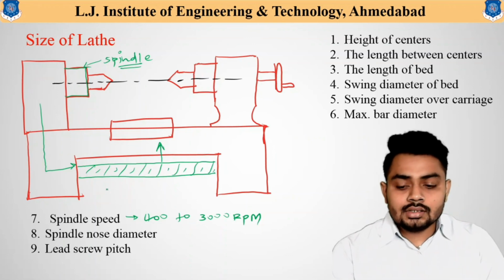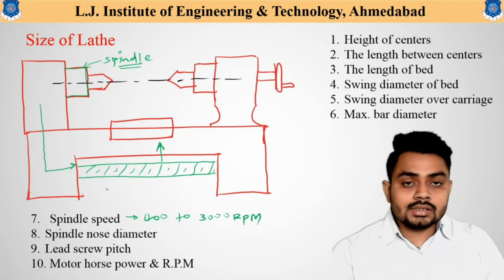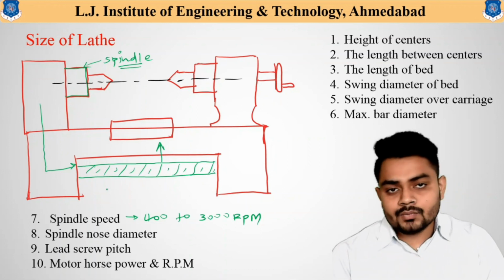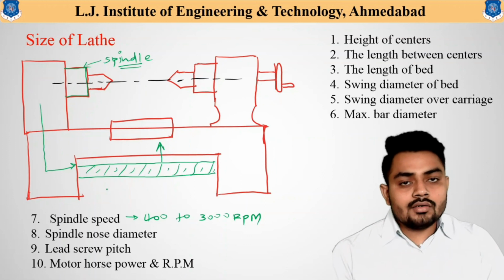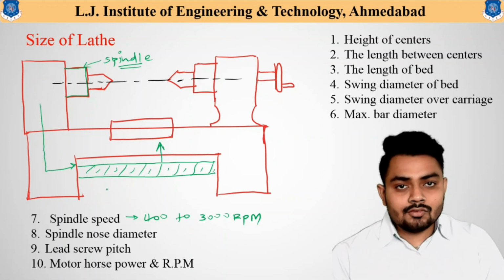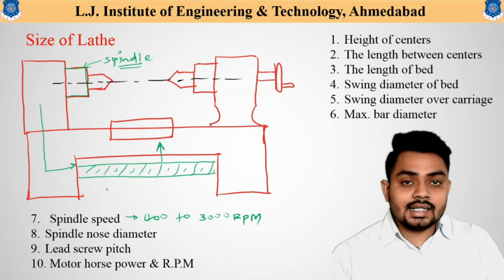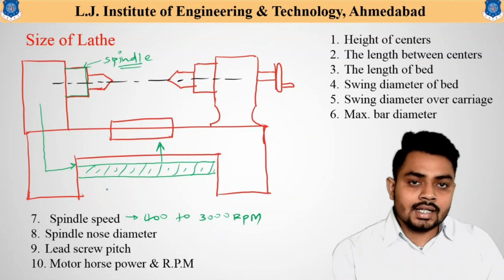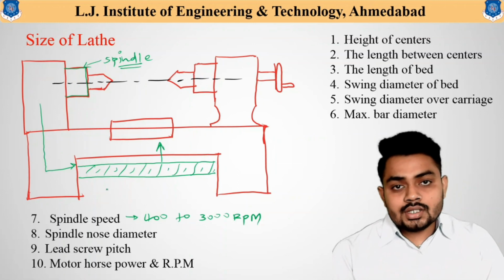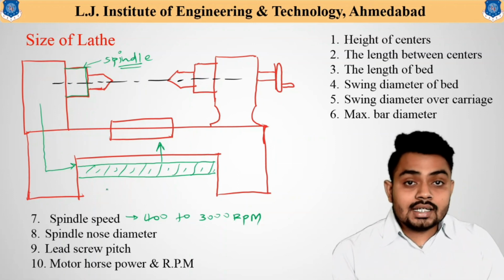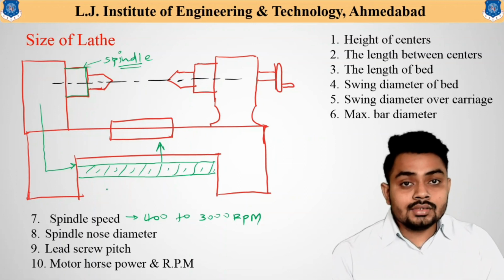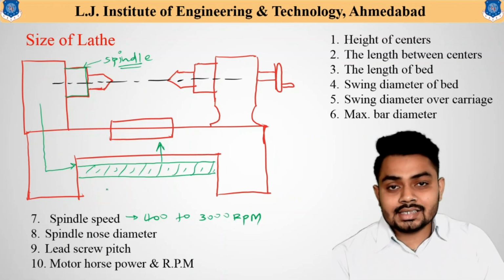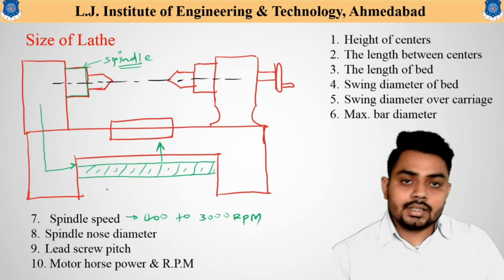And the last one, based on which the size of lathe machine can be understood, that is the motor horsepower and the rpm. How much horsepower of the motor is attached and what are the rpm that can be adjusted in the particular lathe machine, that also decides the size of the lathe machine. So these are the different variations available, that show how this lathe machine can be designed and how it can be adjusted based on the requirement.